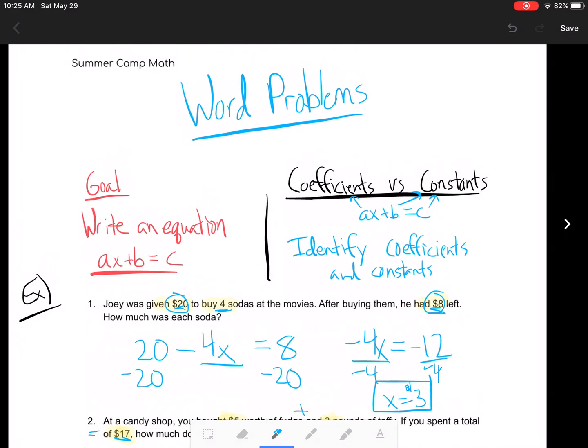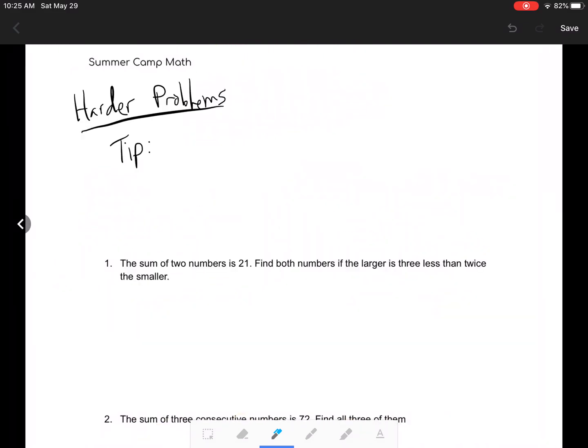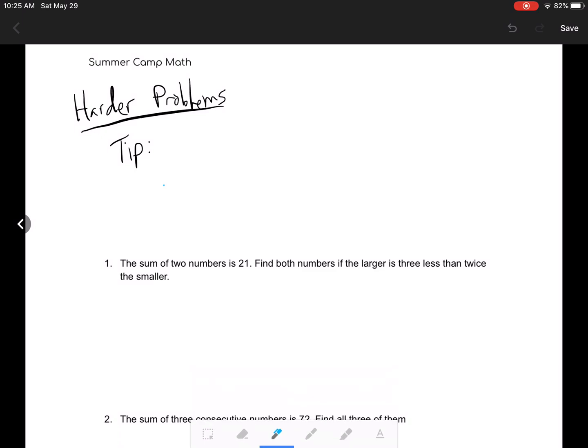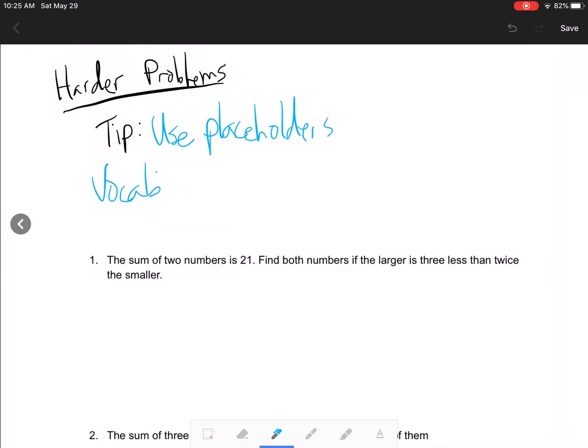Now we're going to take a look at some harder examples. And my big tip here, I got a couple things I want to mention. The first one, let's stick with blue. Big tip is use placeholders. Placeholders are huge. They help you fill up the equation. Second, we need to know some vocab. All right, so a couple of the problems we're going to see here.